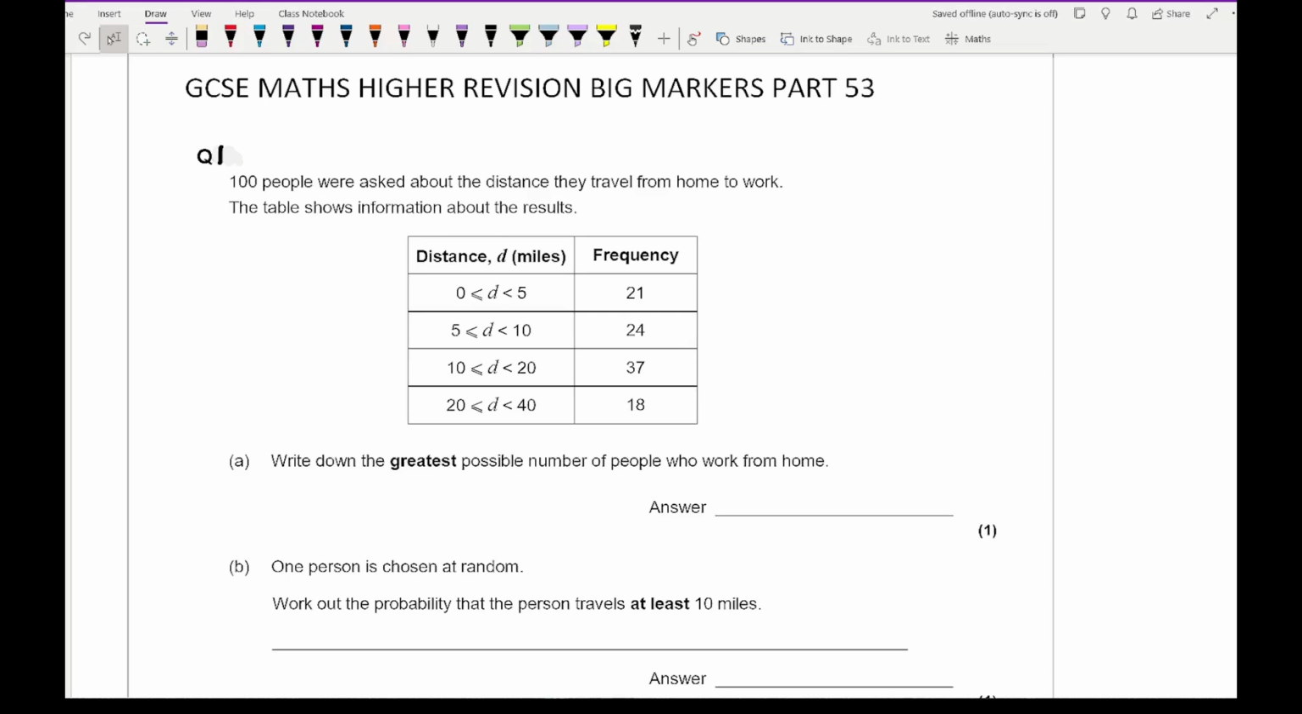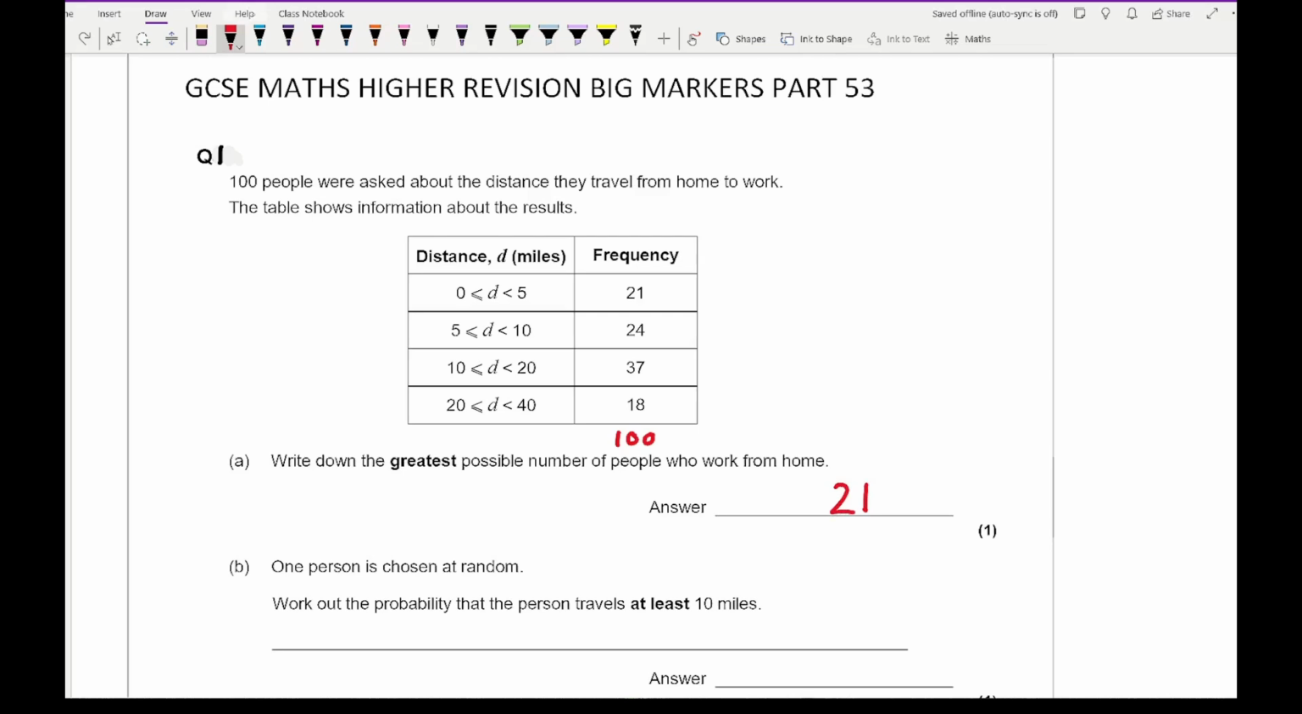So for this, we know that there are 100 people, and the greatest number who work from home is going to be, imagining that the first column, they're all 0, because obviously if you work from home, you're not actually travelling. So the greatest number here is going to be 21.